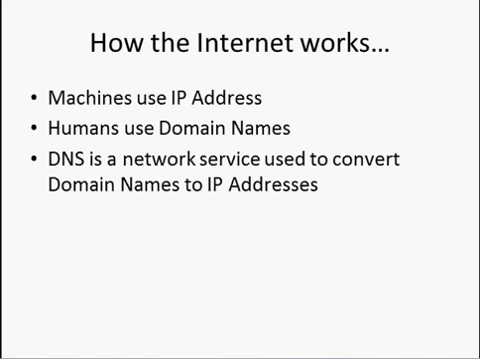So how does the internet work? Well, machines use IP addresses, just like zip codes. But humans prefer domain names. It's much easier for us to remember cyberbear.umt.edu than a bunch of random numbers. Now, DNS is a network service that is used to convert domain names, which are friendly to human beings, to IP addresses, which is the preference for computers and machines. So our DNS system and the internet work very similar to our postal system.